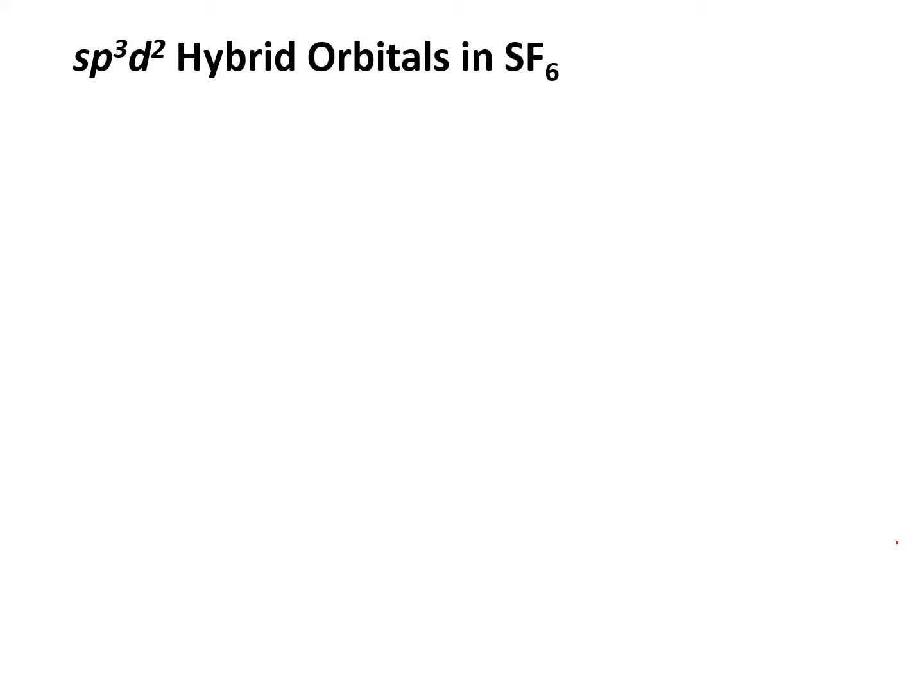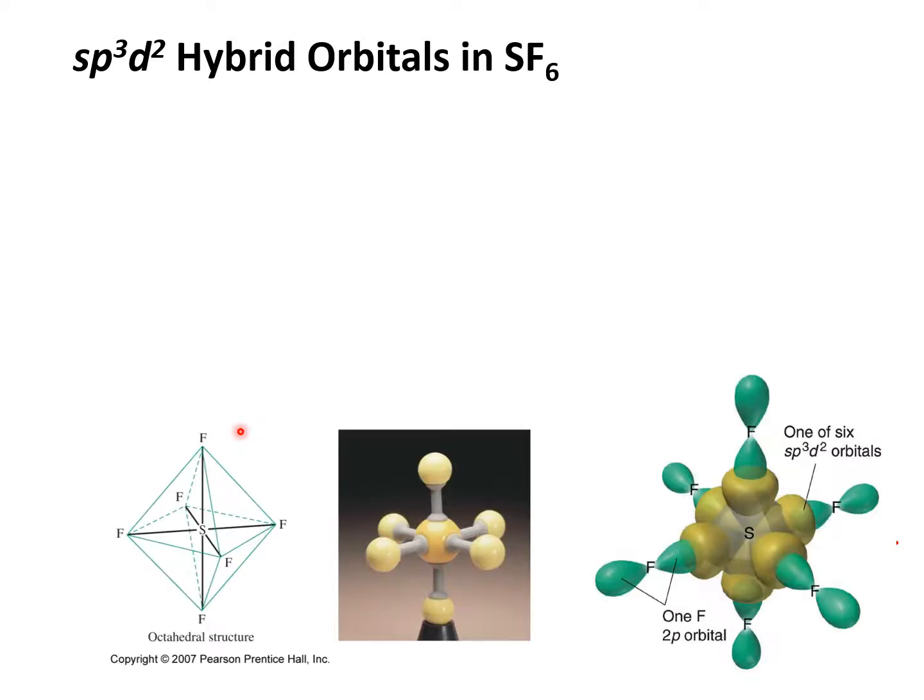In this example, we look at the bonding in sulfur hexafluoride, or SF6, which is used as a filler gas in tennis balls and used to be used as the filler gas in Nike shoes. Here we have the Lewis diagram for sulfur hexafluoride, showing the octahedral structure of the molecule. Also shown are the 3D molecular models for SF6.